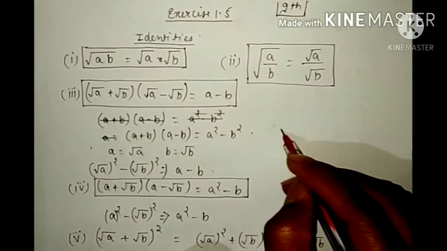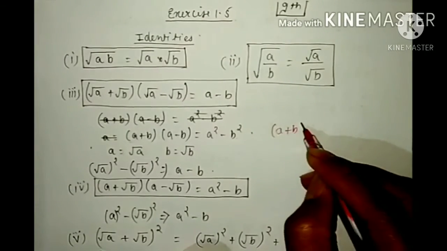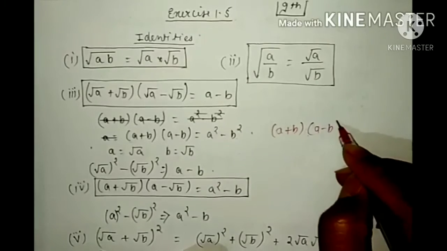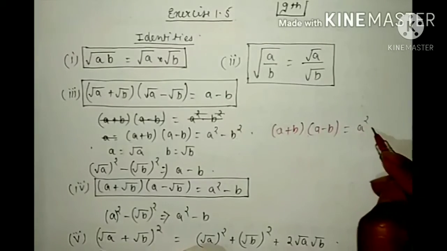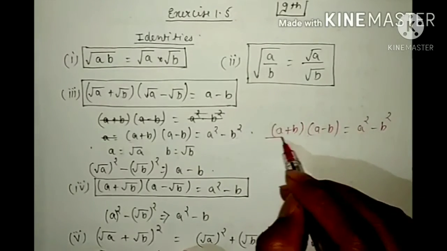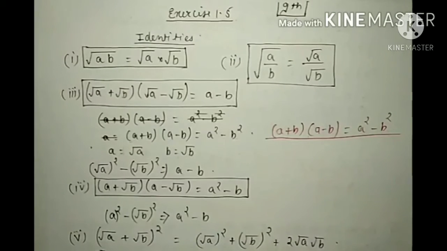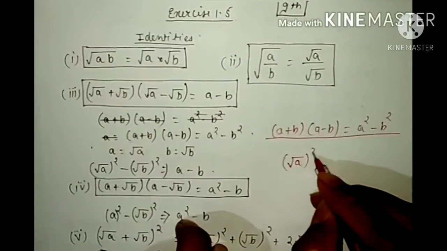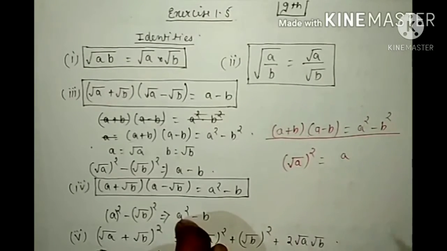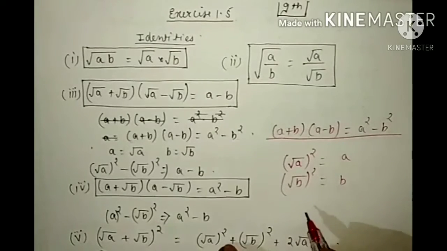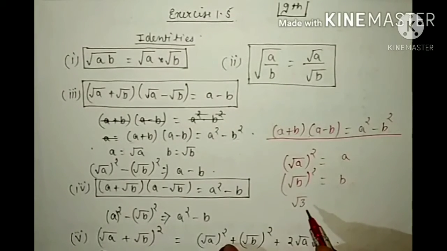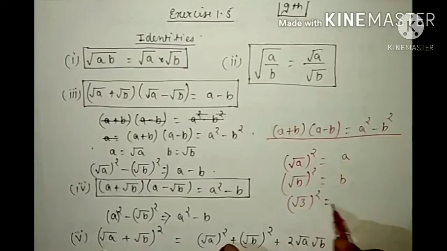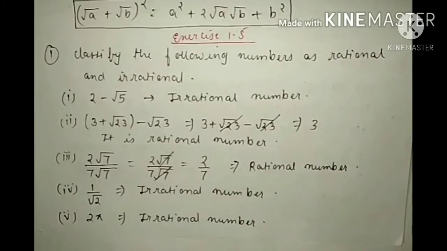A plus B and A minus B is equals to A square minus B square. This identity you have studied in 8th class. Remember one thing, under root A square is equals to A. Suppose we have under root 3, then its square will be equals to 3.